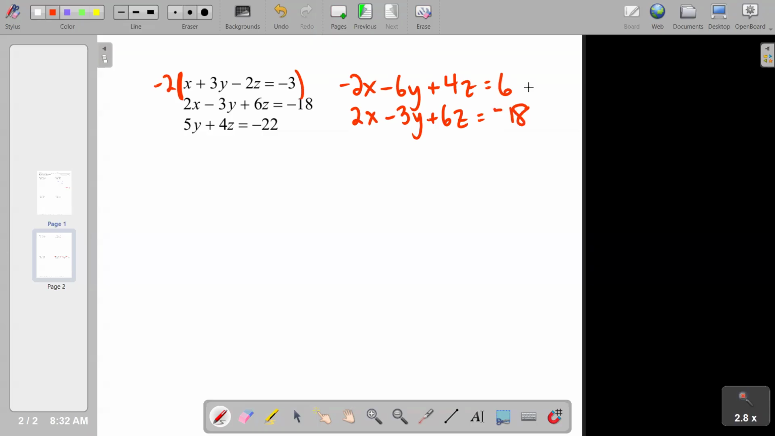You with me? Yes. So now I'm going to do my row 1 plus my row 2. And that's going to become, x's cancel, -9y plus 10z equals -12. You okay with that?